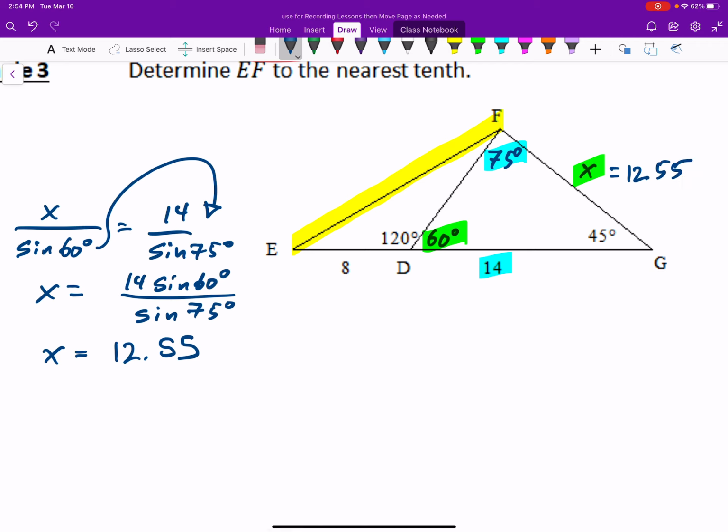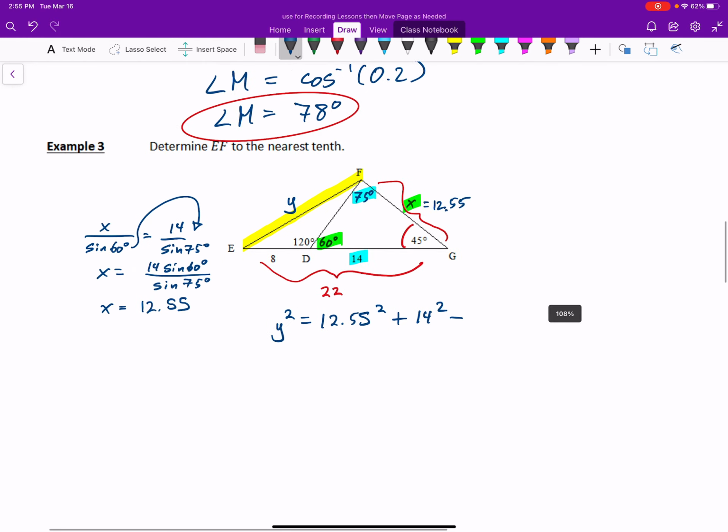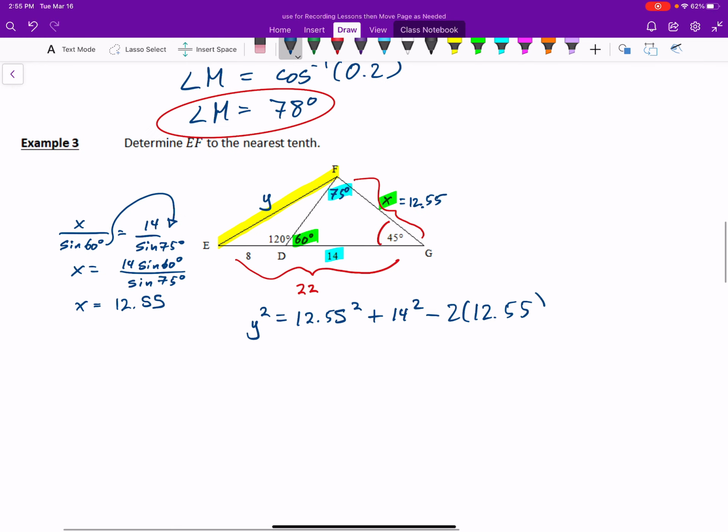And now if I take these two together, 8 plus 14 adds up to 22 units, whatever that is. And this side over here, I already know, is 12.55. I know this angle in between, so I've got side, angle, side going on, and I can use my cosine law for that. So let's just call this y because it's easier to work with one variable rather than call it EF. So I know that y squared is going to equal 12.55 squared plus 14 squared minus 2 times 12.55 times 14 times the cos of 45 degrees.